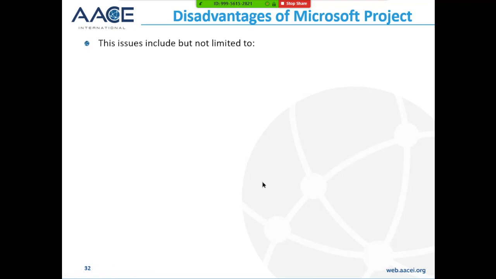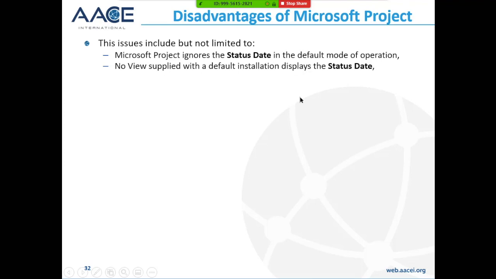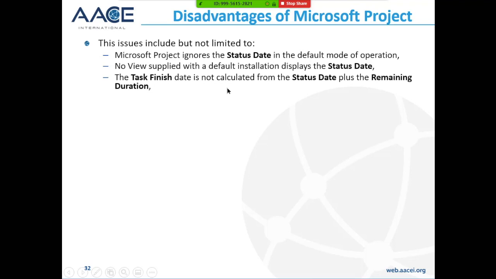The issues, though, include but are not limited to: it ignores the status date in the default mode of operation. No views supplied with the default installation will display the status date, so you need to either download a template like the one I have on my website, or some of the other templates are available, but by default it's not there, or you have to turn it on. The finished date is not calculated from the status date plus the remaining duration, so Microsoft Project ignores the status date.